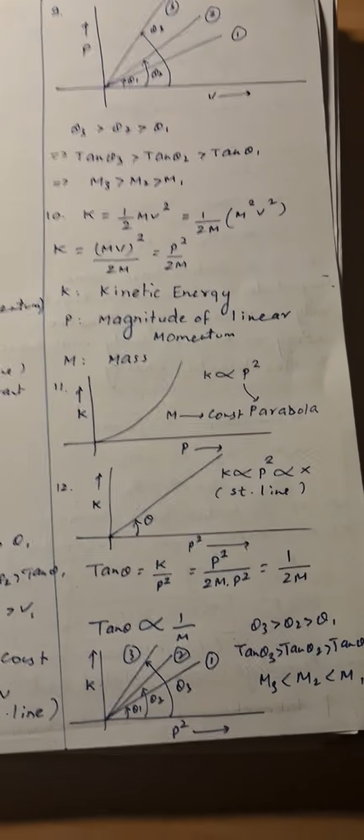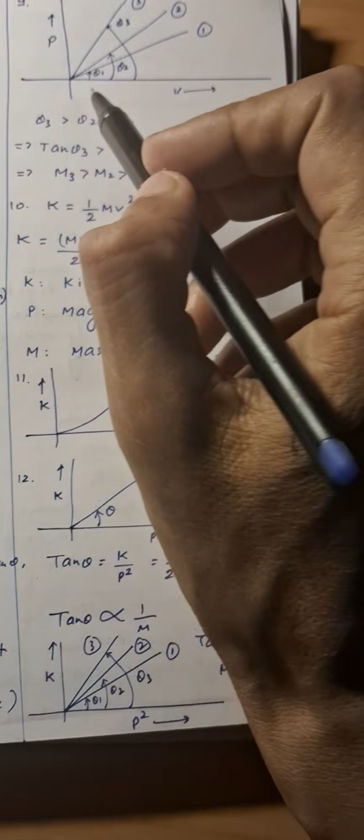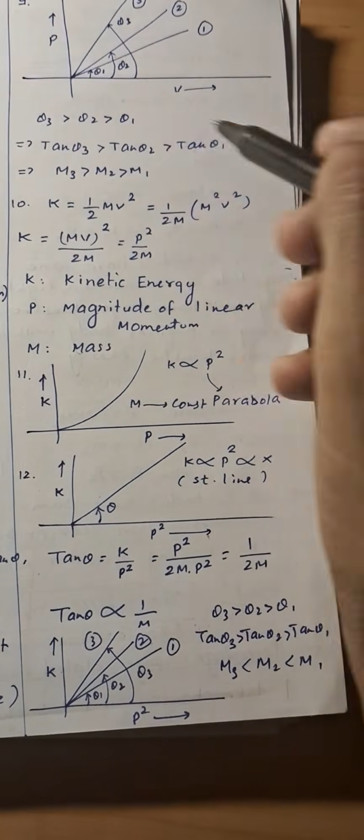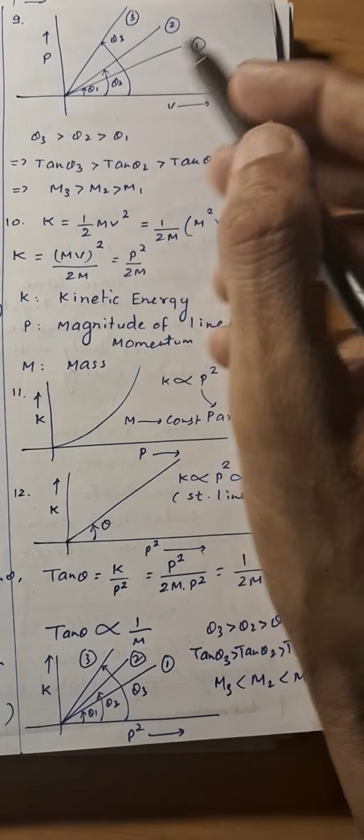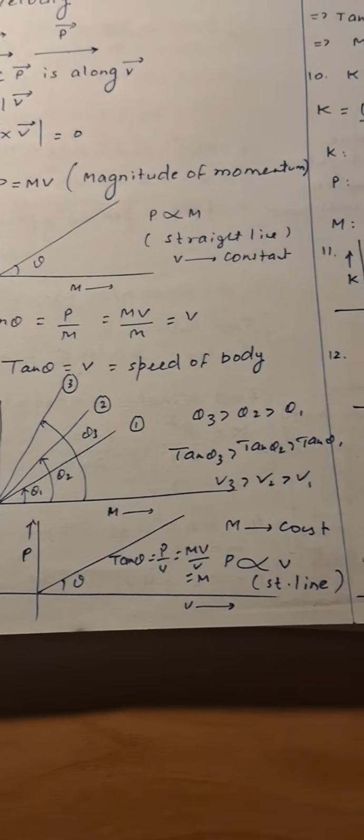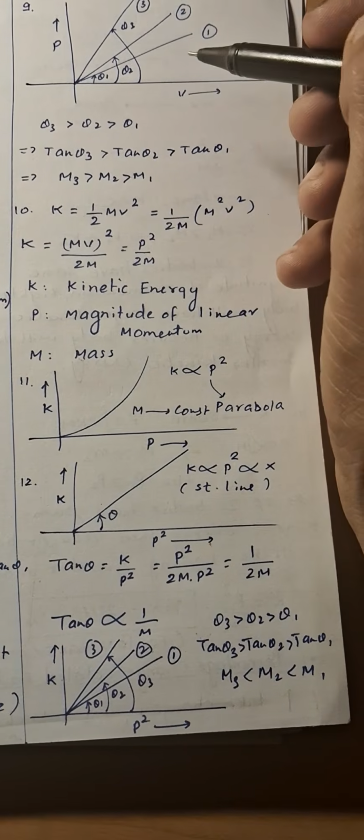I was just discussing the analysis of momentum. So let's discuss the graph of P versus V. We know that the graph is a straight line with tan theta equals m. This we have discussed in the previous video. So we can say that tan theta is equal to m.